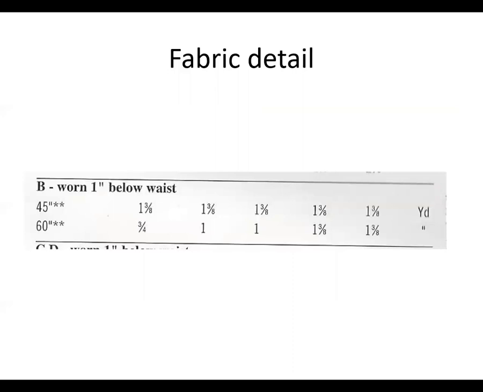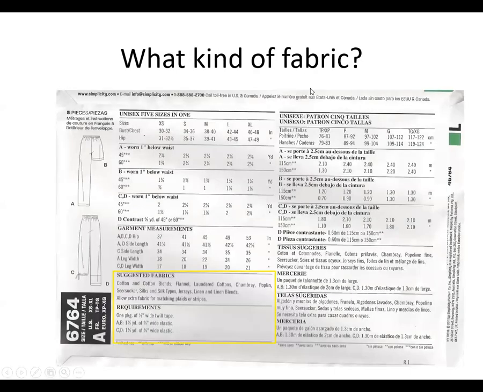So if our fabric is 45 inches wide, and most cottons that you'll find at the store are sold at about 45 inches wide, we would need to purchase 1 3/8 yards of fabric. But if we were purchasing a fabric that was 60 inches wide, we would only need to purchase 1 yard of fabric. So it tells us right there, how much fabric do we need? All right, what else can we find?